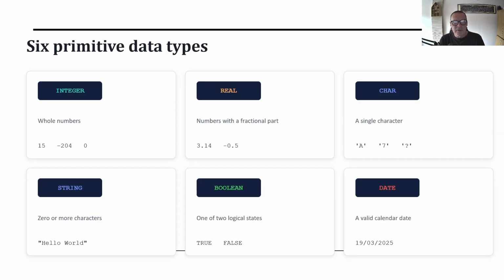So there are 6 primitive data types that we look at here. We've got integer, which is for whole numbers, positive or negative. Real, which are numbers with a fractional part, for example 3.14 and minus 0.5. Single characters, called char, and they can be characters or symbols, but only one. String, that could have 0 or more characters in it. Boolean, which are only ever true or false. And calendar dates in a date field.